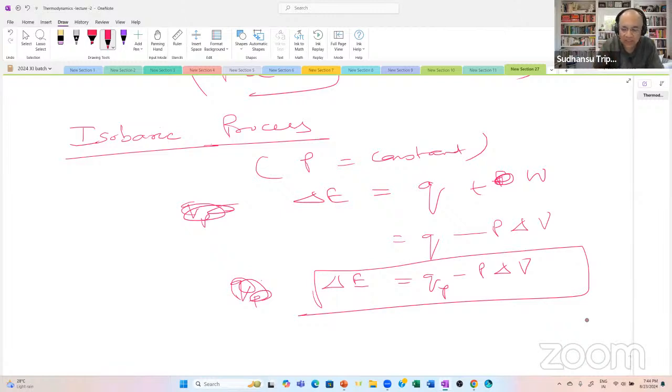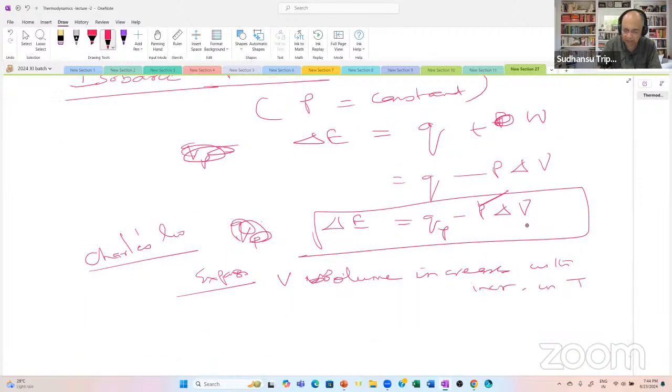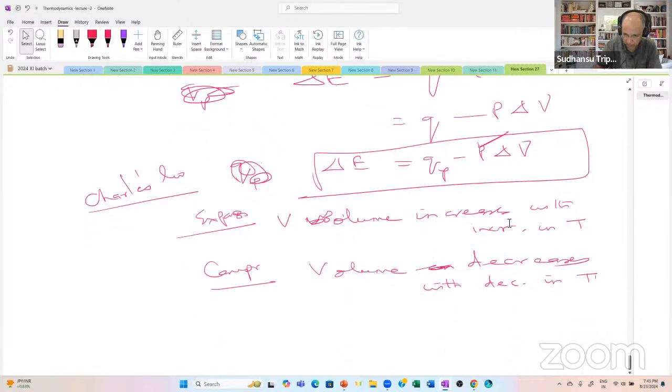And in this case, since pressure is constant here, what will happen? What are the changes? Which law will govern? Charles' law. Precisely, Charles' law will govern. So if it is isobaric expansion, volume increases with increase in temperature. If it is a compression, then volume decreases with decrease in temperature. And there is no other way out because you are keeping pressure constant. So V is directly proportional to T, P constant. This is Charles' law.